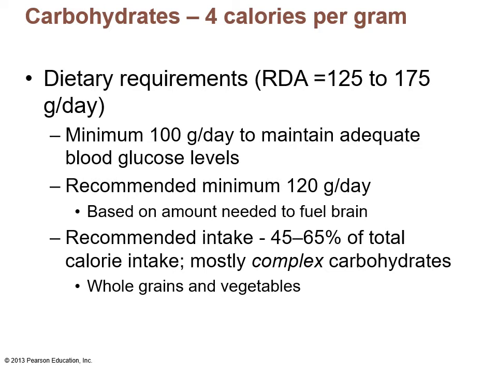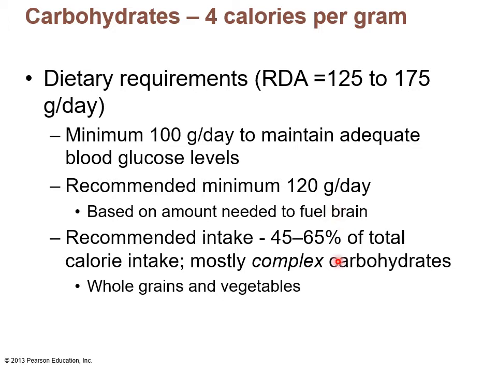Now, if you consider that the average person consumes about 2,000 calories per day, and this is just average, it varies from person to person, the recommended dietary allowance is about 125 to 175 grams per day. Now, this is about minimum 500 calories. And you do need a minimum amount, 100 grams a day, to be able to maintain adequate glucose levels, and you need a minimum of 120 grams per day to fuel the brain and nervous tissue. So the brain requires glucose as a source of fuel. That's very important to remember. It's also important to remember that glucose is the body's readily available source of fuel.